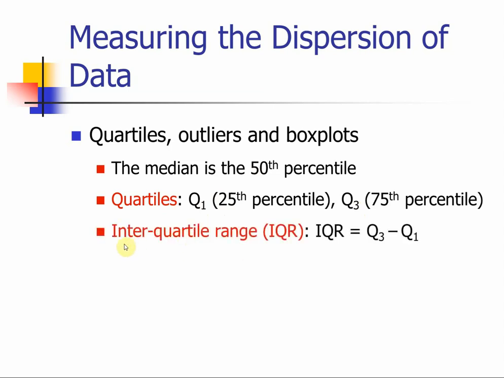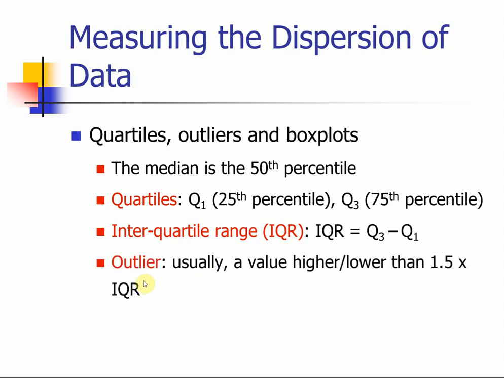Based on that, you can generate what we call the interquartile range, IQR, which is Q3 minus Q1. So that is the interquartile range between the 75th and 25th percentile. An outlier is something outside of that range with excessive values. Usually a value higher or lower than 1.5 times the IQR is outside of the regular range, and therefore that's what we consider outliers.